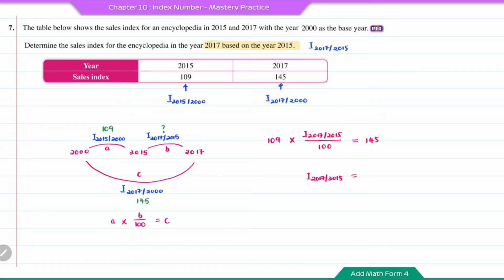To solve this, we're going to move the 109 to the right hand side. It will be 145 over 109, and then we'll move the 100 to the right hand side. It will be multiplied by 100. The answer here will be 133.03.